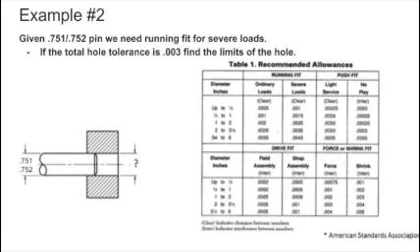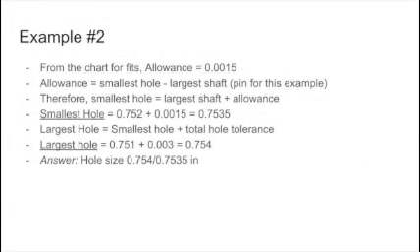Given a 0.751/0.752 pin, we would need a running fit for severe loads. If the total hole tolerance is 0.003, find the limits of the hole. First, you'll have to look for the allowance in the table, which is 0.0015. Because the smallest hole is the largest pin plus the allowance, the smallest hole will be equal to 0.752 plus 0.0015, so that would lead to 0.7535.